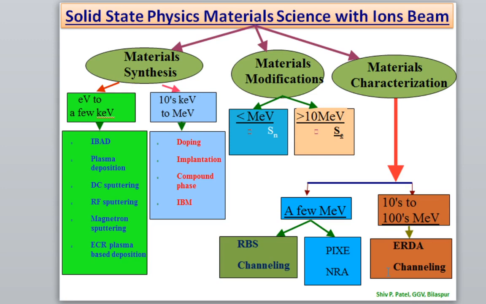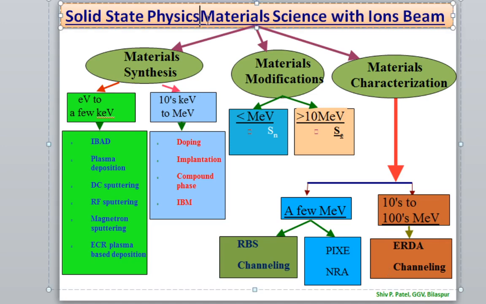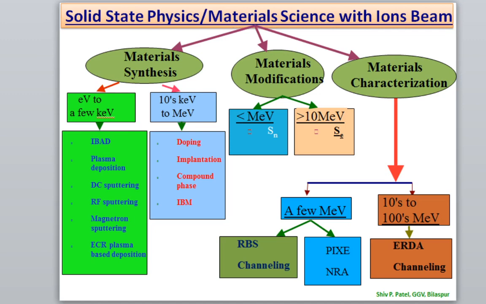If you see solid state physics or material science using ion beams, we can classify the use of ion beams and accelerators in material science, solid state physics or condensed matter in three ways. One way is material synthesis: one can synthesize material using energetic ions.